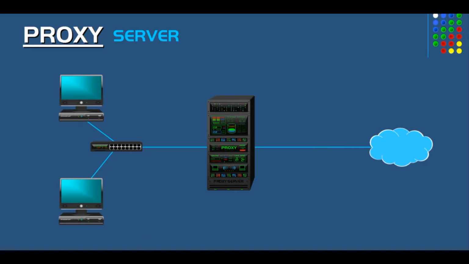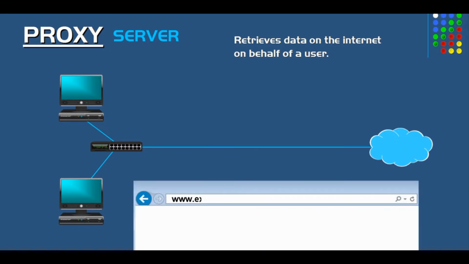Topic of this video. Now, a proxy server is a server that retrieves data out on the internet, such as a web page, on behalf of a user. So, for example, normally when a computer wants to view a web page out on the internet, you would just open up a web browser and then type in the address and retrieve that web page from its web server.